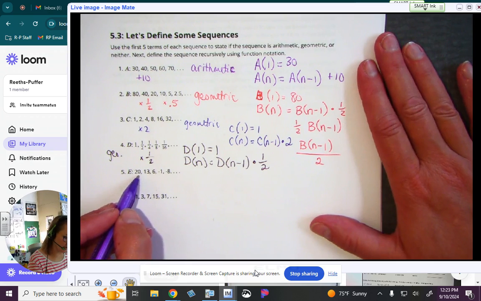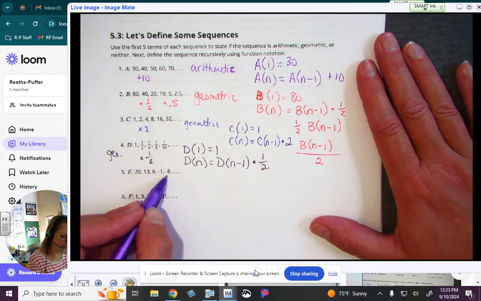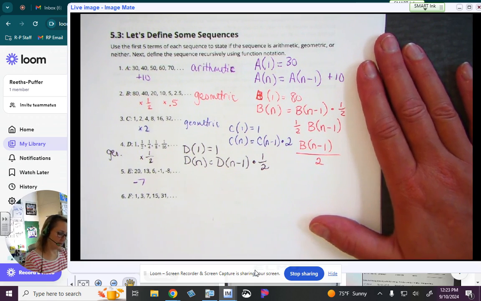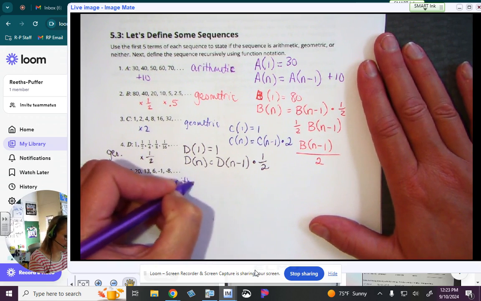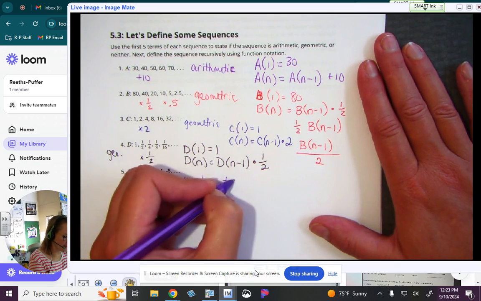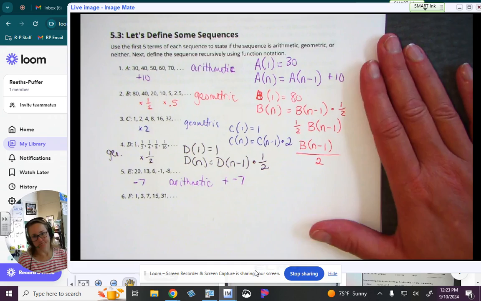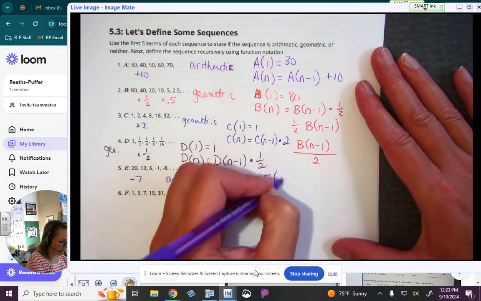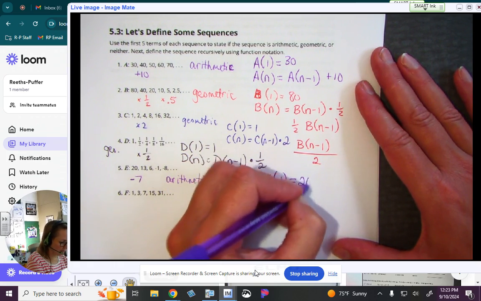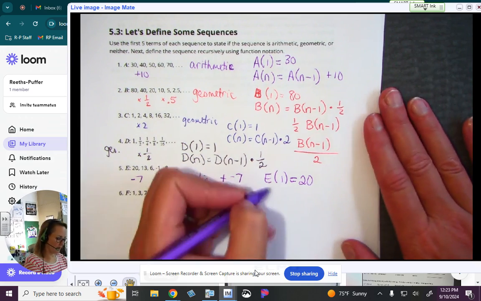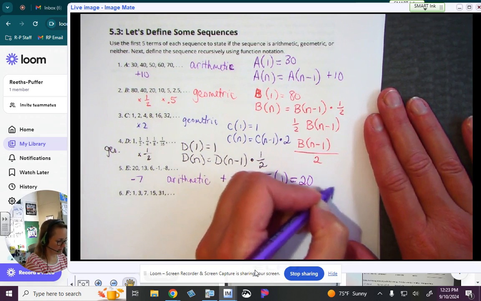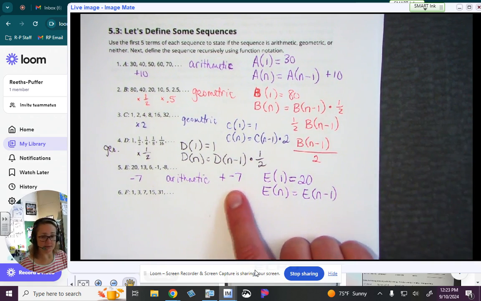All right, what's going on here? Sequence E. Looks like it's subtracting 7 each time. This is arithmetic. It adds a negative 7. Sequence E starts with the number 20, and then every term after that takes the one before it and subtracts 7.